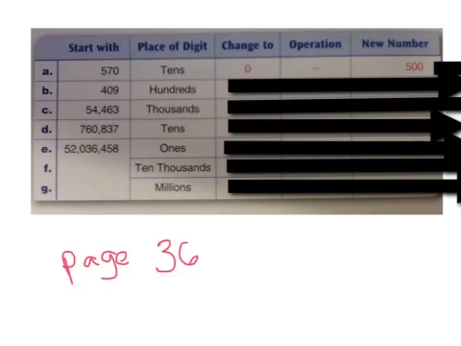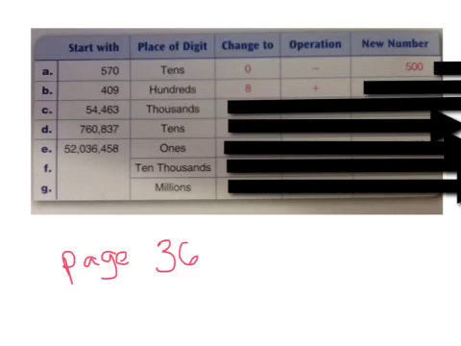Let's try that with the next one. We start with the number 409, and we want to look at the hundreds place. The 4 is in the hundreds place. If we want to change that to an 8, will we add or subtract? Right, we're going to add. When we add to the hundreds place, and we make it an 8, what is our new number?